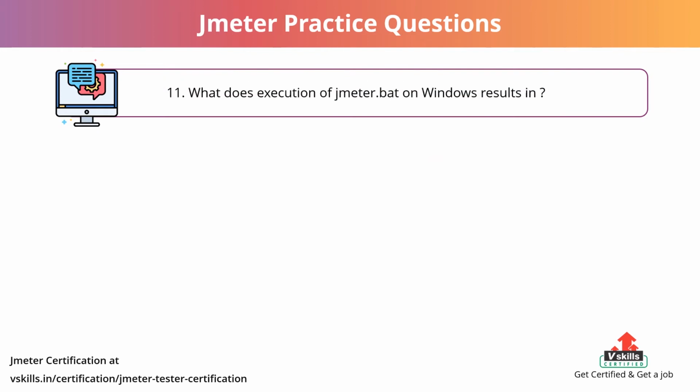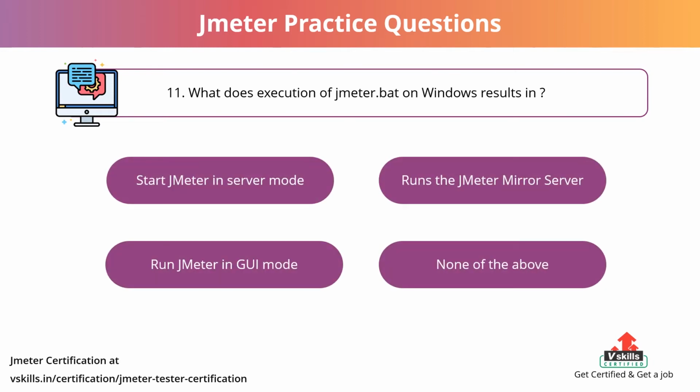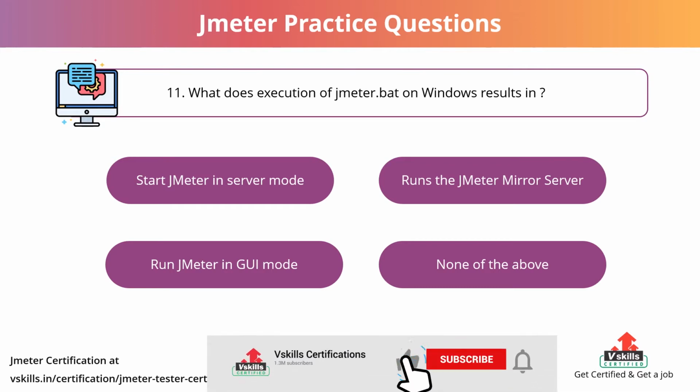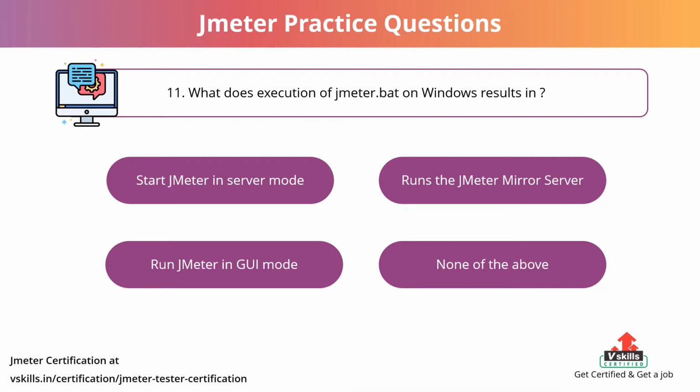Question number 11. What does execution of JMeter.bat on Windows result in? The options are A. Start JMeter in server mode, B. Runs the JMeter mirror server, C. Run JMeter in GUI mode, D. None of the above. The correct answer is option C.